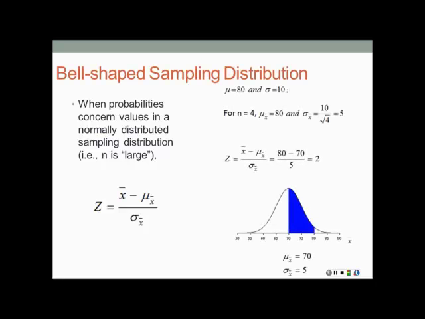So, if you had a population mean of 70 and a standard deviation of 10, and n was 4, the mean of the sampling distribution is 70, and the standard error is the standard deviation divided by the square root of n. So 10 divided by the square root of 4 is 5. You can see down at the bottom my sampling distribution has a standard error of 5 and a mean of 70. So z is equal to x bar, in this case 80, which is the x bar we're looking for, minus the mean of the x bars, which is 70, divided by the standard error. So z is 2. That means 80 is 2 standard errors above the mean.